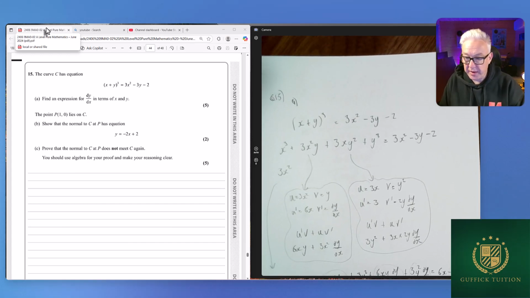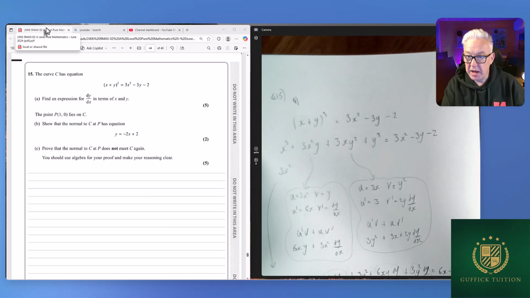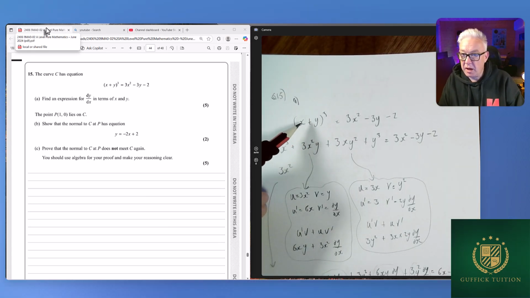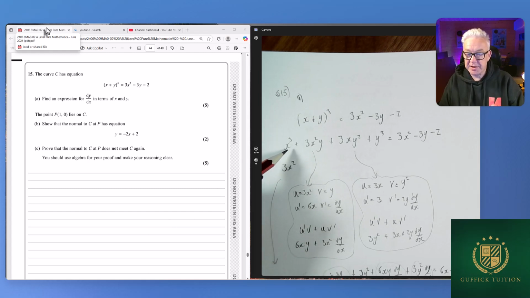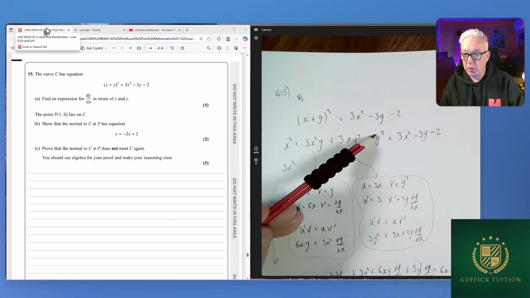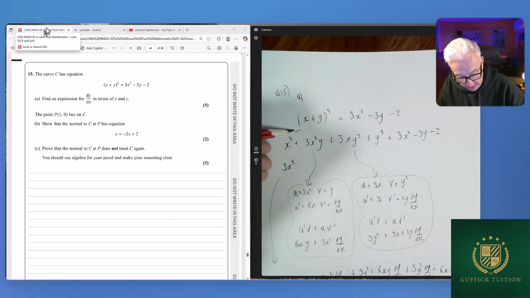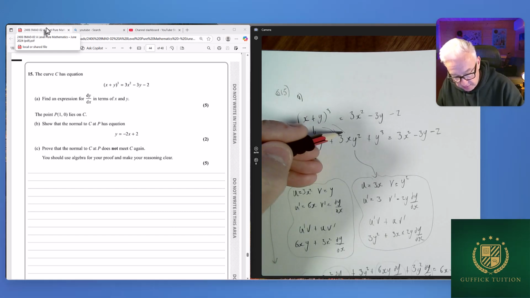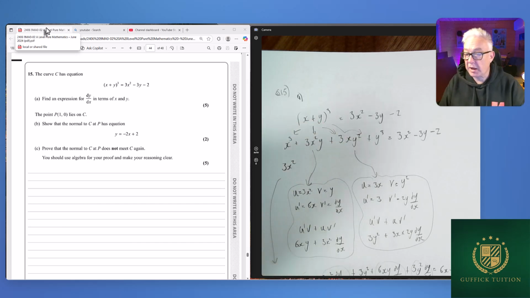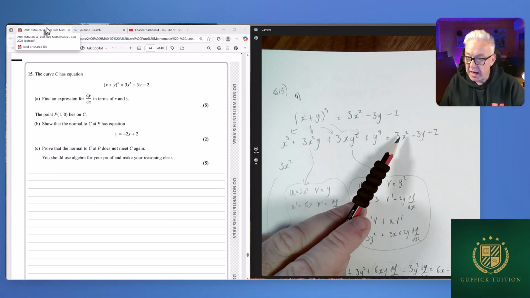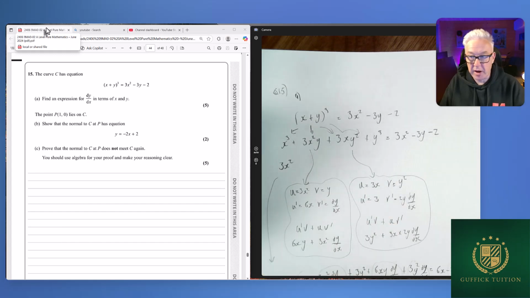Now in order to expand that, I'm using the binomial expansion, just a quick way of expanding (x + y) cubed. So you've got x cubed, and then the binomial coefficient is going to be 3x squared y, add 3xy squared, add y cubed. It's a really quick way, if you have to expand a cubic, rather than thinking about it longhand, to just use the binomial expansion. And then we've got 3x squared minus 3y minus 2. That's the right hand side.